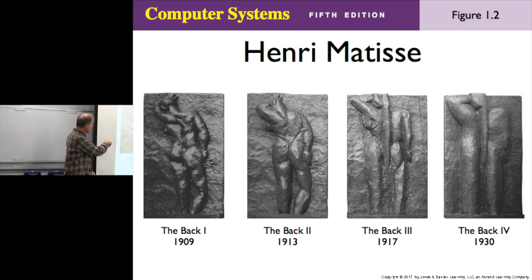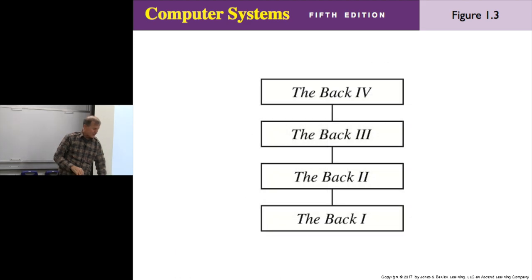And look at how much detail is in the figure on the left. And then as he progressed more and more chronologically, what happened to those details? They all went away until only the essence was left. See? So if you look at this as a level diagram, you've got the four at the highest level, and then three, and then two, and then one. In fact, I've got to read this to you.